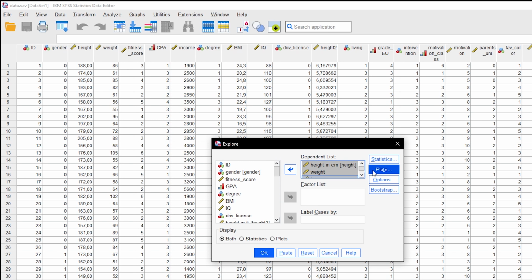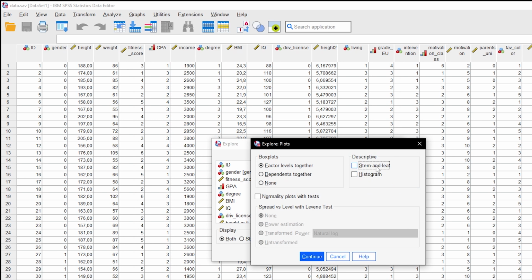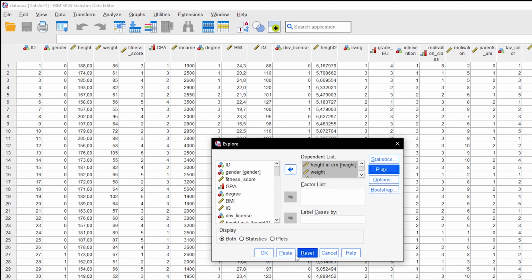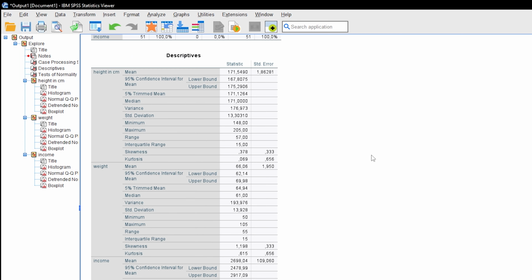Under Plots, deselect Stem and Leaf, select Histogram, and additionally normality plots with tests. These settings are already sufficient and we request the output. SPSS provides descriptive statistics for each variable with mean, standard deviation and so forth, which usually can be ignored.